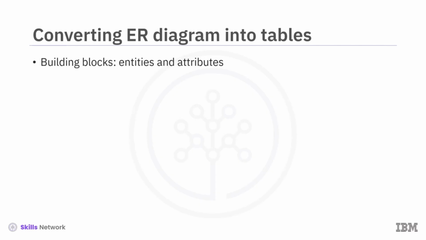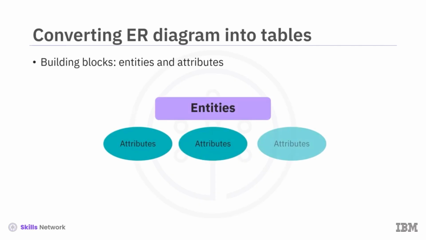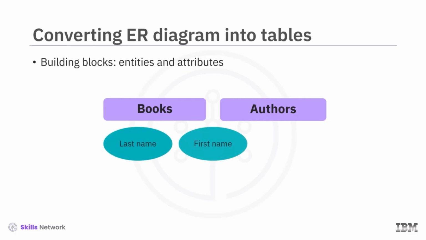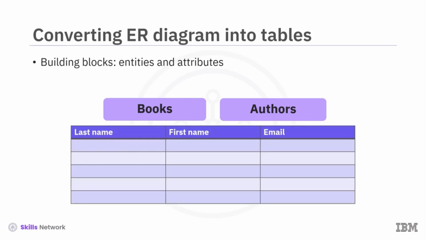Entities and attributes are the building blocks. Entities, like rectangles, have attributes, data elements, represented by ovals. In the library, for example, books and authors are entities. For an entity like author, the ER diagram shows attributes like last name, first name, email, and so on. This entity becomes a table in the database with attributes as columns.